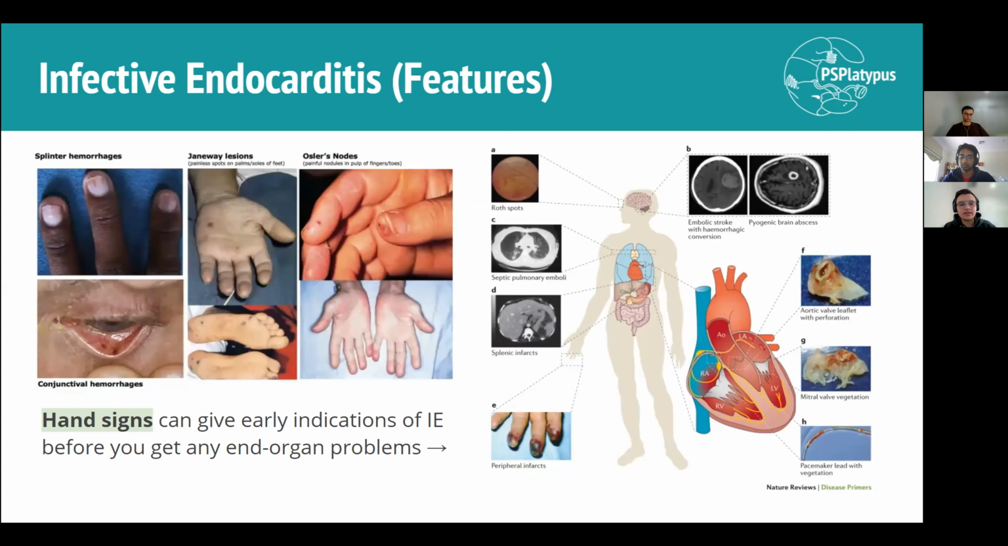It's really important to get really good at looking for hand signs when you're looking for infective endocarditis, because these will give you an early indication that someone has the condition. So splinter hemorrhages, Janeway lesions, Osler nodes. I'm not going to bore you with this right now. It'll come next week or the week after. And the reason we care about these is because of all the end organ problems we're trying to avoid. We're trying to avoid it getting into the ocular circulation, the cranial circulation, the spleen and so on.